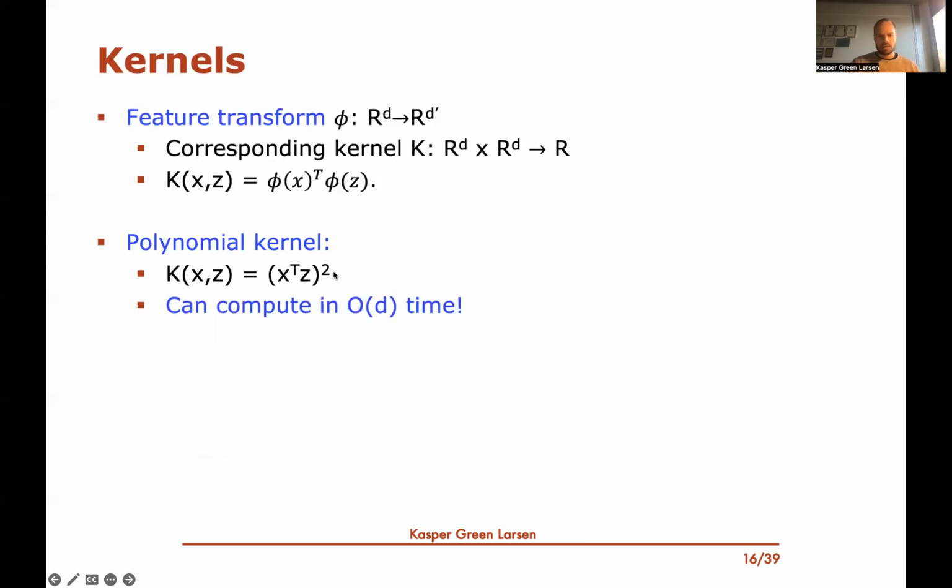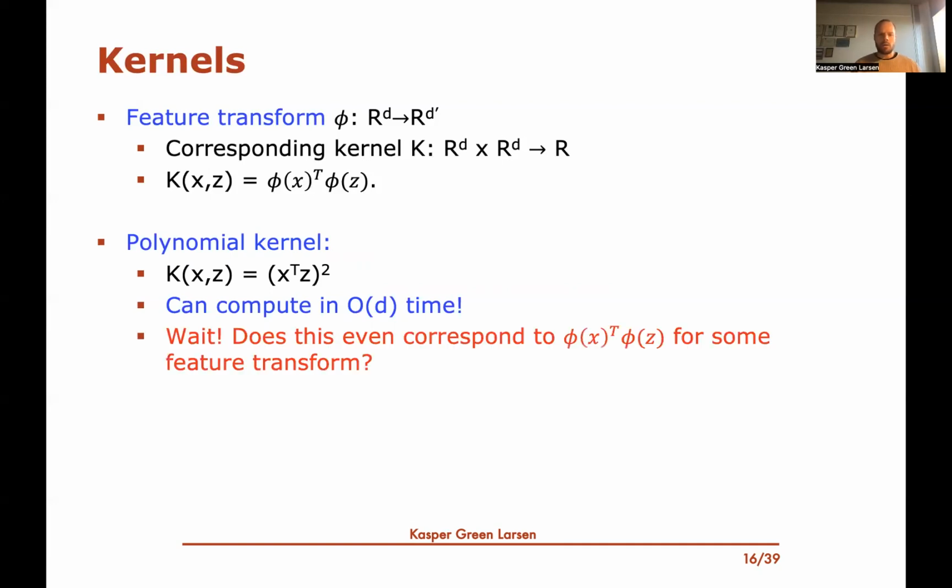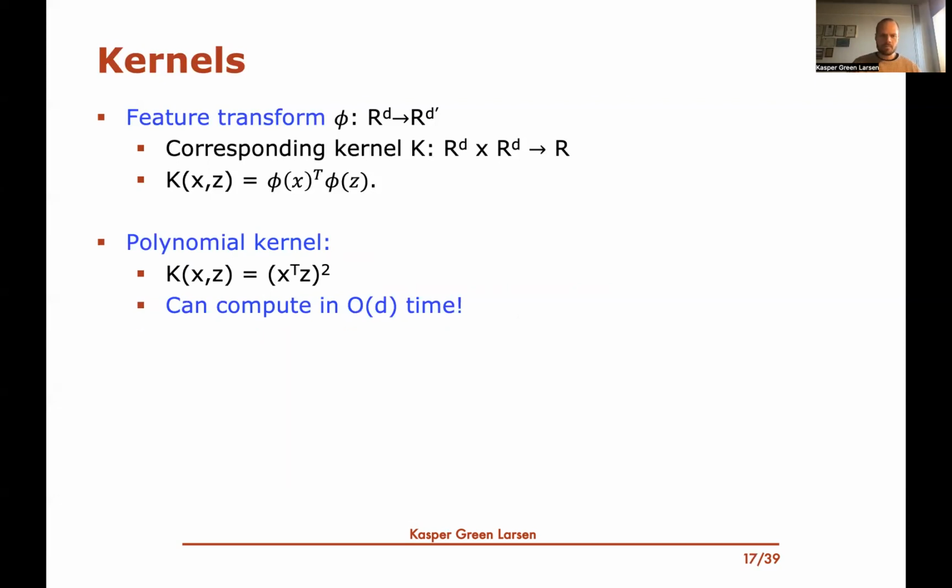Now, of course, to compute this, I need to compute the inner product, which takes d time, and then I need to square it, which is constant time. So I can compute this kernel in order d time. Now, it's not at all clear that this kernel corresponds to an inner product between two feature transform vectors. For what feature transform does it correspond to this? It's not at all obvious that this has anything to do with a feature transform. So maybe this is not really a valid kernel. But let's have a closer look here.